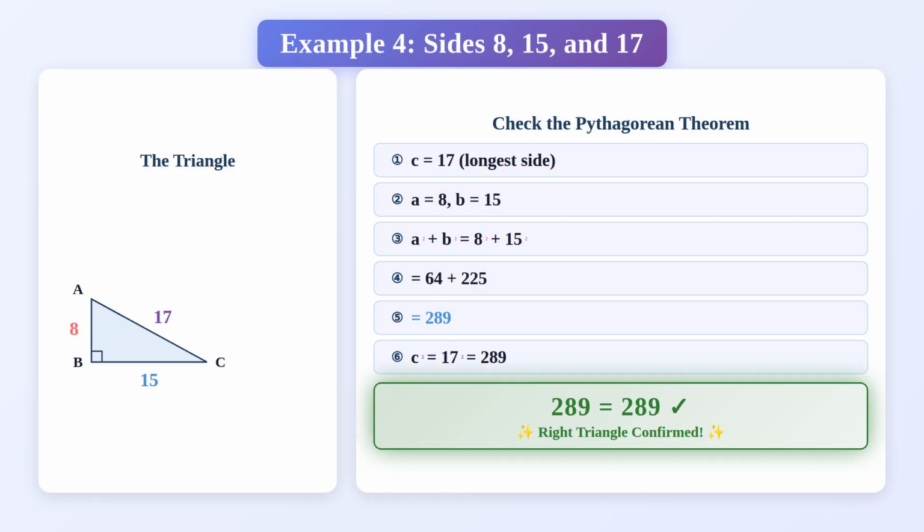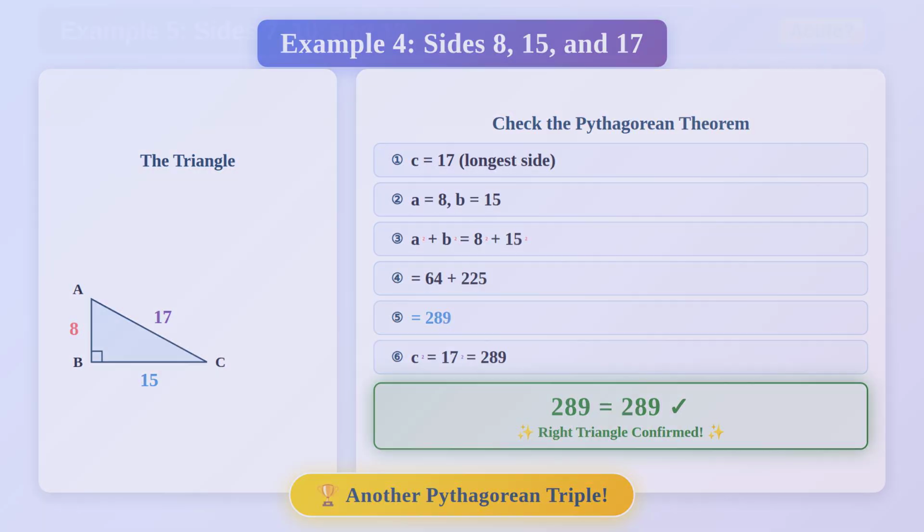That's 64 plus 225, which equals 289. Step 4. C squared is 17 squared, which equals 289. Does 289 equal 289? Yes, it does. This is a right triangle, another Pythagorean triple. See, even big numbers can make a perfect right triangle. Marcus is totally impressed right now.